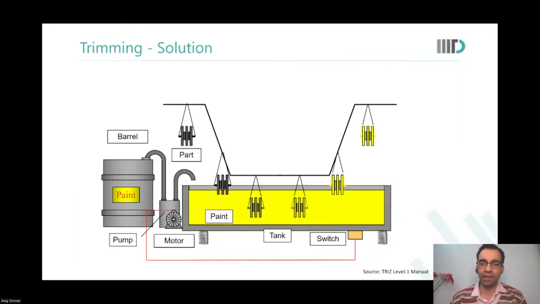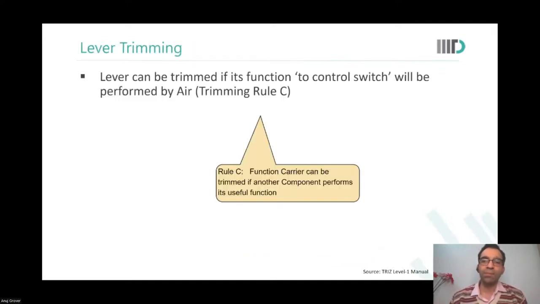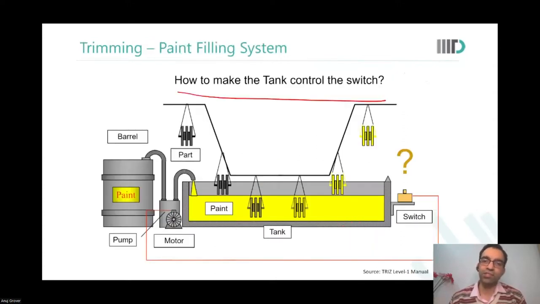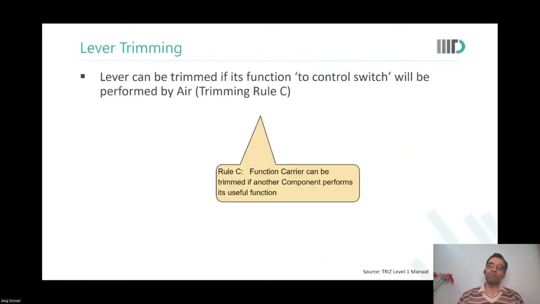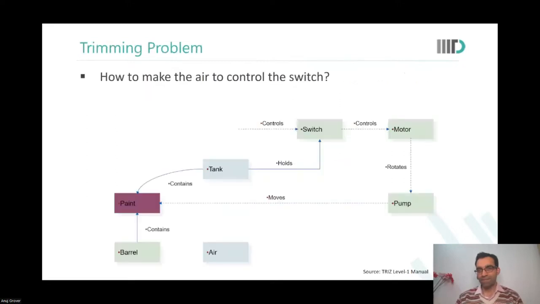Okay, let me give you another example. If the function of controlling the switch could be performed by air. So far we said that the function of controlling the switch was performed by the tank. Can you give the function of controlling the switch to the air? Yes, sir. But then the chamber must be closed, and a panel would be there on the top of the paint, so that whenever paint moves up, it moves that chamber also, and so the air vents out, and then that switch could close.